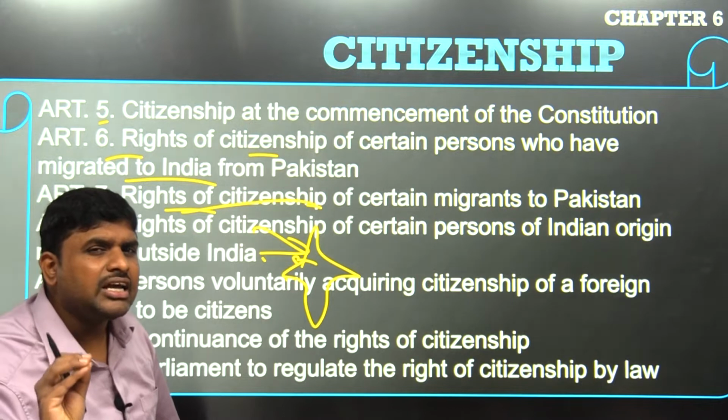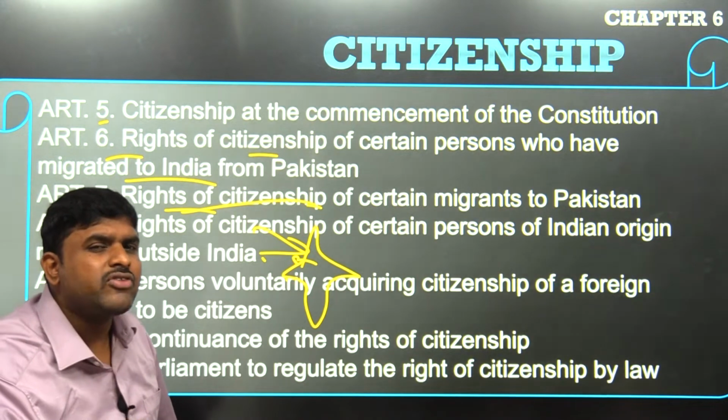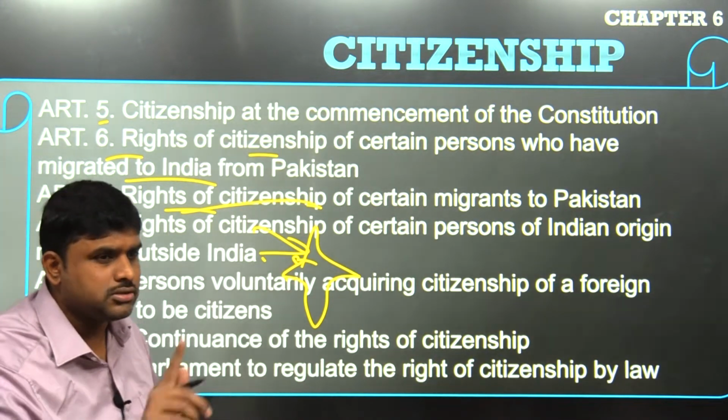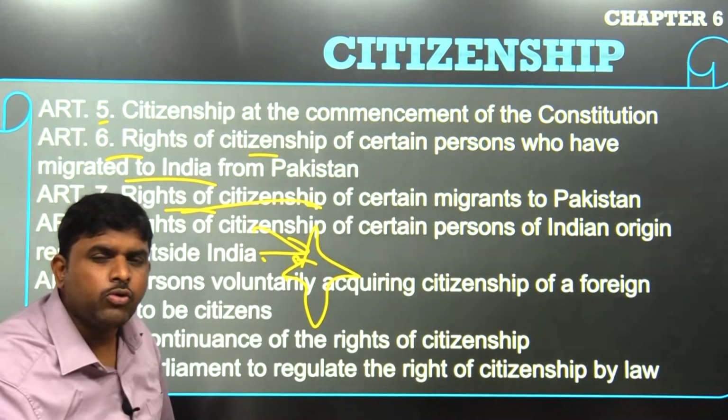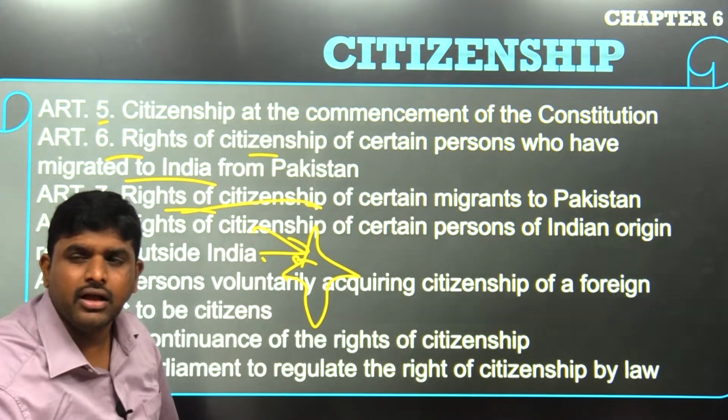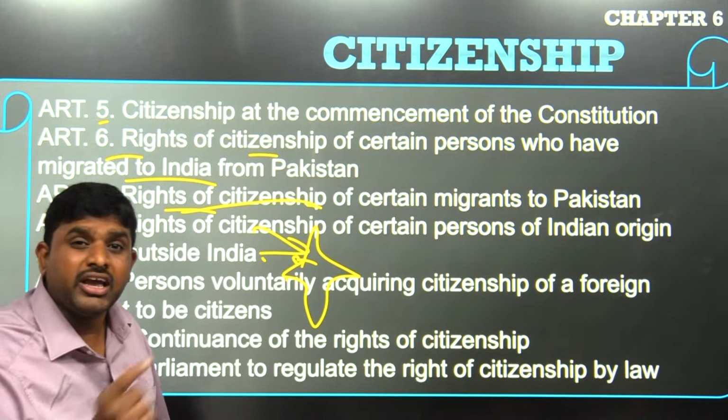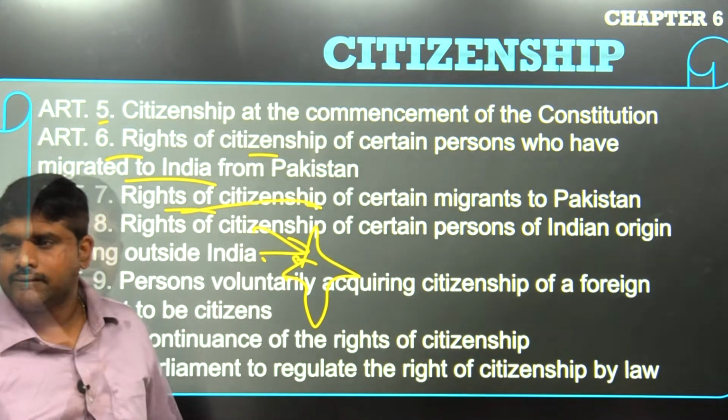So to remember: the 5th article means who are citizens at the time of commencement of the Constitution. The 6th article means who migrated to India. The 7th article means who migrated to Pakistan from India.